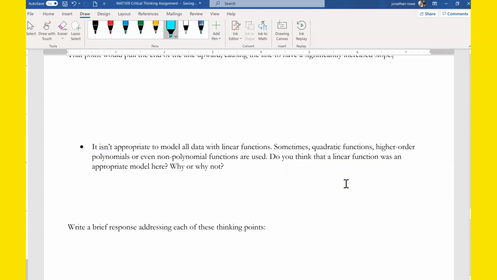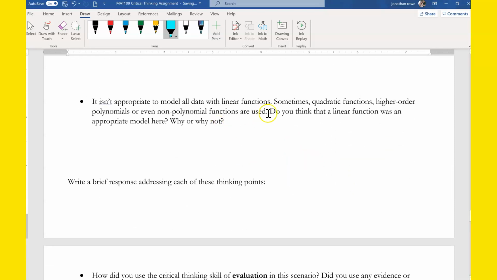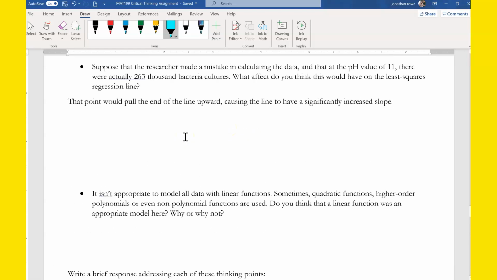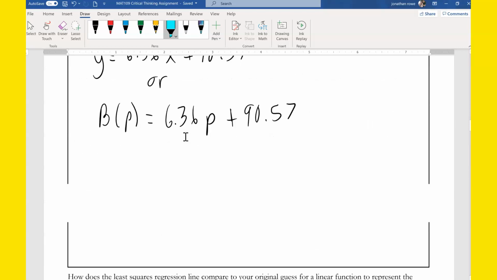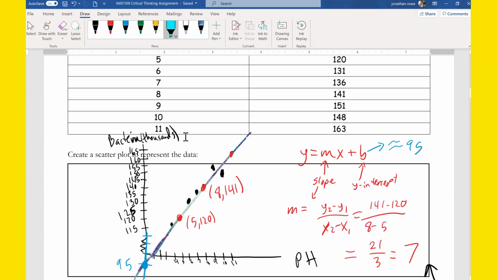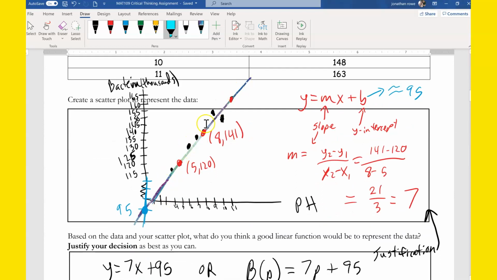All right. It isn't appropriate to model all data with linear functions. Sometimes quadratic functions, higher order polynomials, or even non-polynomial functions are used. Do you think that a linear function was an appropriate model here? Why or why not? So the question is, again, looking back at the data, do you think a line is appropriate for this data? In other words, should it be a curve? Would it be better to be a curve, or would it be better to be a line? It looks to me like a line is best.